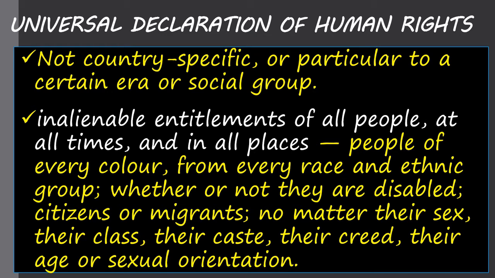So it also includes inalienable entitlements of all people, meaning you cannot, as we have mentioned earlier, it should not be separated from the people. So long as you are alive, you are clothed with those human rights, okay, the basic human rights, applicable at all times and in all places. So people of every color, from every race and ethnic group, whether or not they are disabled citizens or migrants, no matter their sex, their class, their caste, their creed, their age, or sexual orientation.